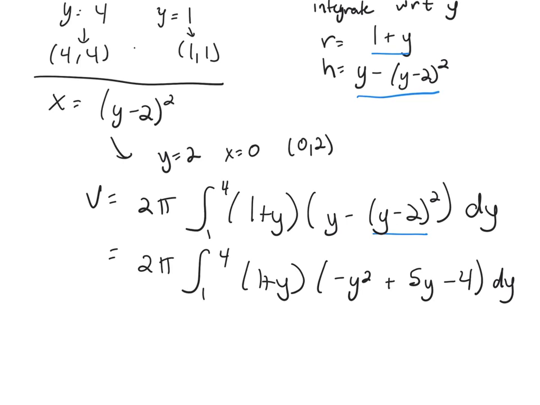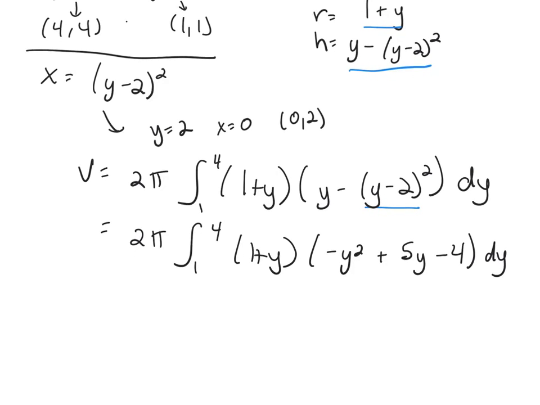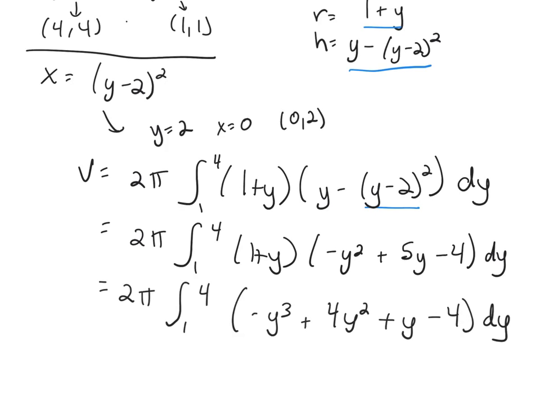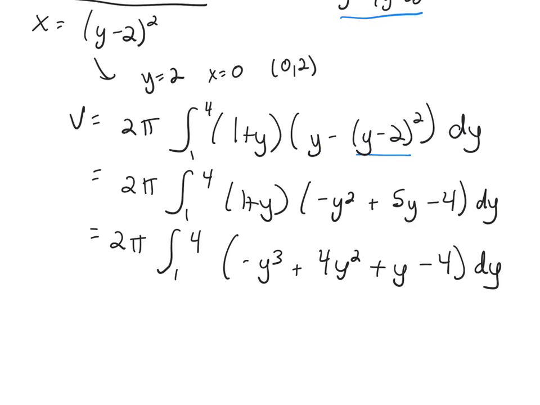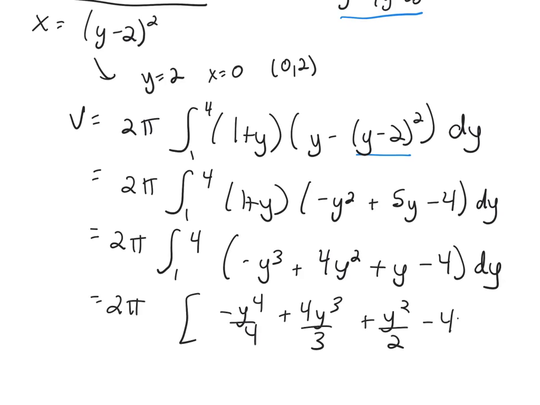So you're going to have to distribute and then combine your like terms. Once you do that, you should get minus y cubed plus 4y squared plus y minus 4. So I'm skipping over the multiplying. I'm hoping you can do that on your own. And then you just integrate this polynomial. Minus y to the 4th over 4 plus 4y cubed over 3 plus y squared over 2 minus 4y.